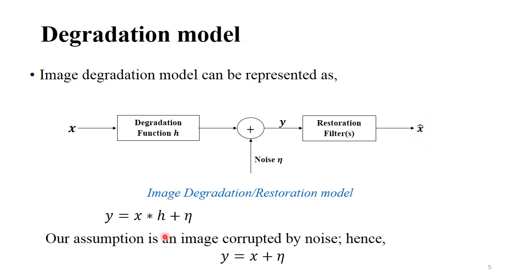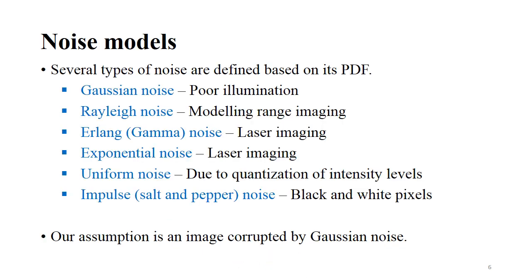In the mathematical format, it is represented by y, the degraded representation, is equal to x convolved with h plus the noise component. In the further discussion, we are not going to consider this degradation function h. Our discussion is limited only to the noise. Therefore this formula will take the form y is equal to x plus eta. Remember, we are making use of the term plus. Therefore the type of noise we are going to consider will usually be an additive type of representation.